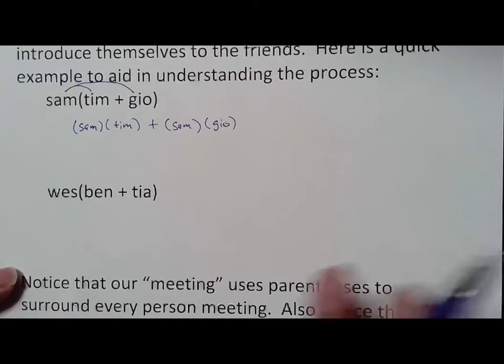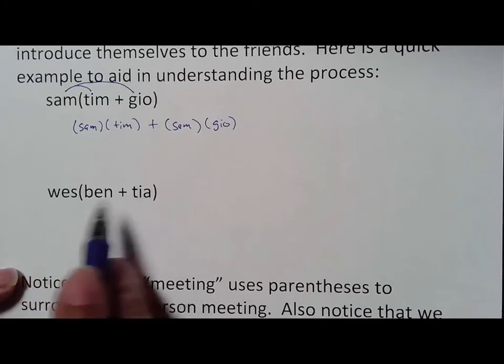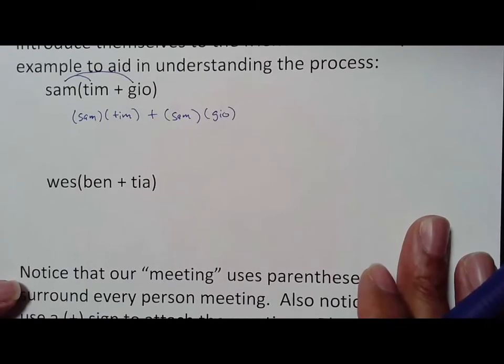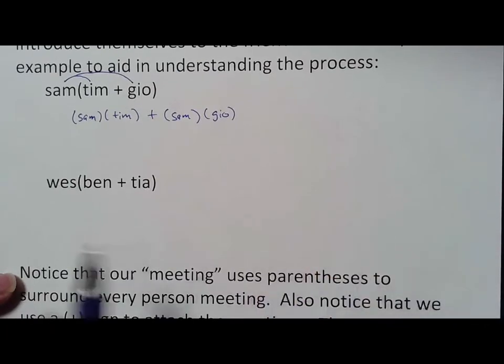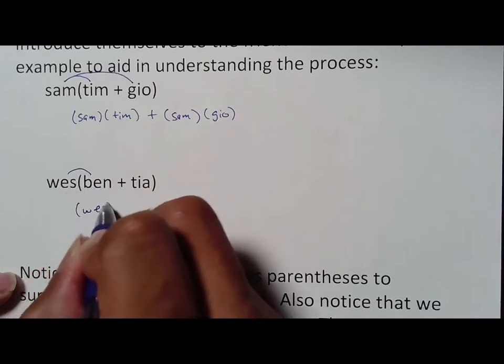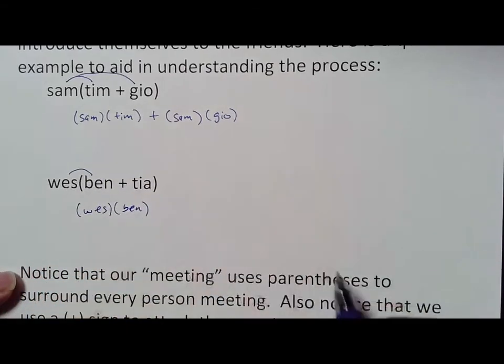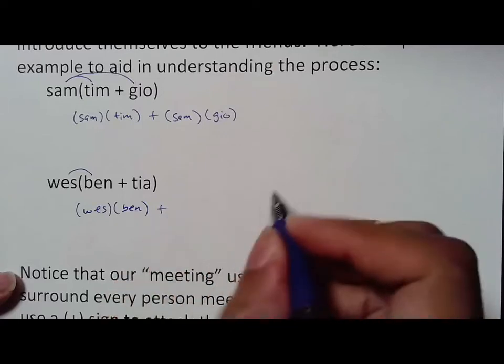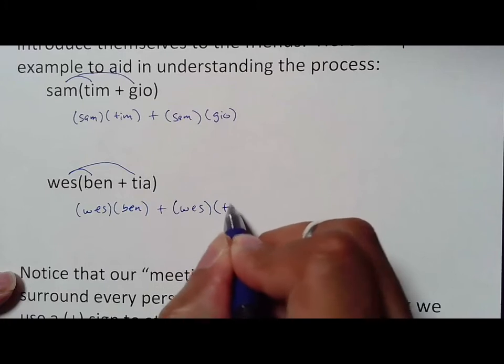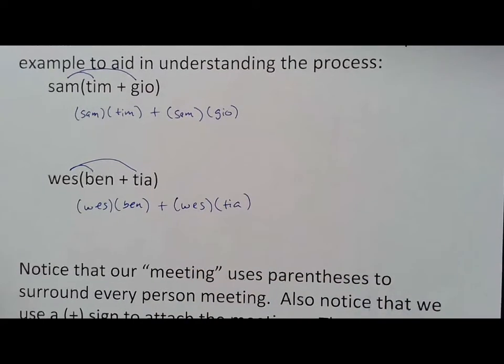All right. Same thing. Wes on the outside, Ben and Tia. I just had, finding 3-letter names is kind of tough after a while without getting ridiculous. So Wes with Ben and Tia. So we're looking at Wes meets Ben, and, which means plus, Wes meets Tia. And again, that's all you have to do.